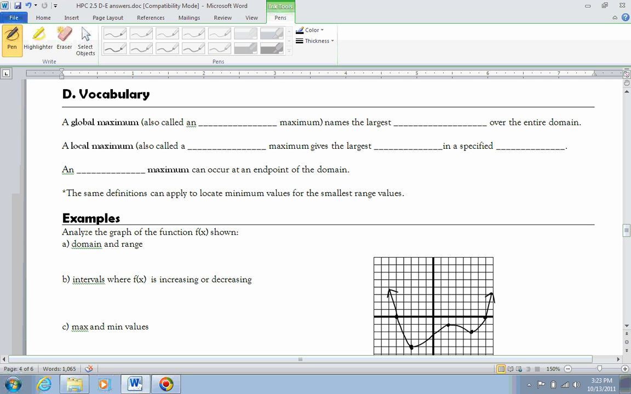Okay guys, we're on section 2.5, section D. A global maximum is also called an absolute maximum. It names the largest range value over the entire domain. A local maximum is also called a relative maximum, and it gives the largest range value in a specified interval.